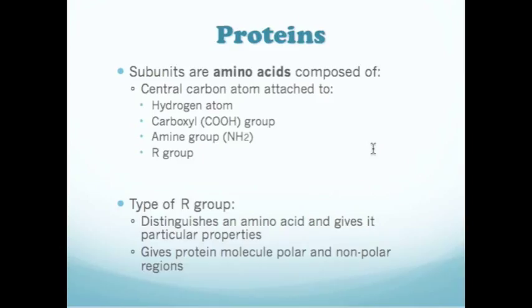Proteins. The subunits of proteins are amino acids. Each amino acid has hydrogen atoms, a carboxyl group, which is a functional group, an amine group at the other end, and an R group. The R group is what gives the amino acid its unique properties and makes it distinguishable, and these R groups can be either polar or non-polar.